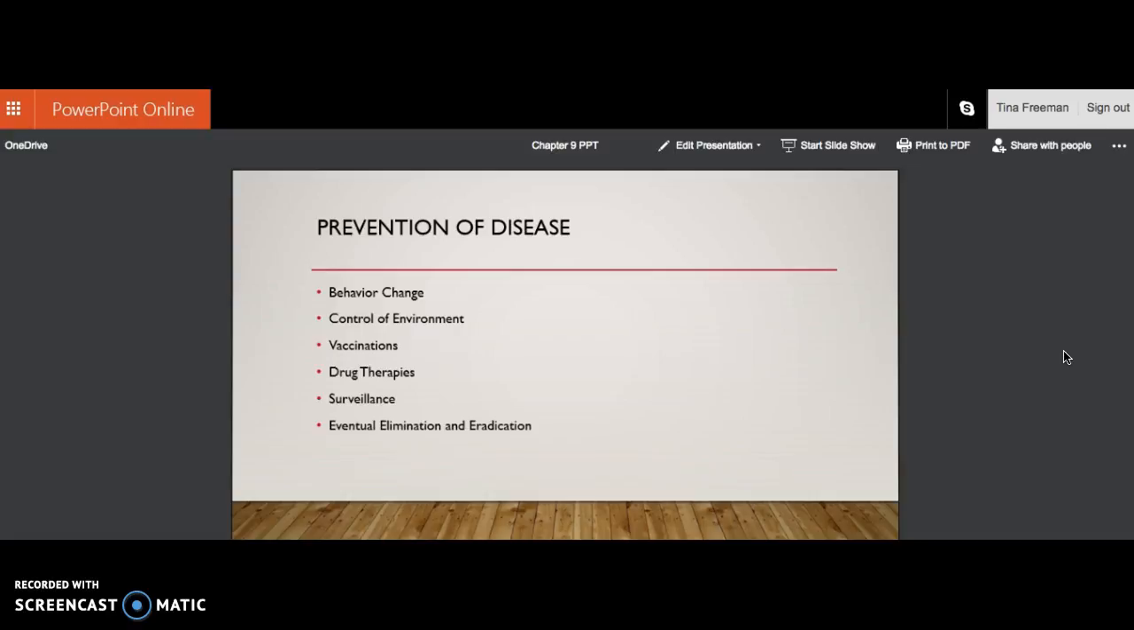And then we have surveillance. This is where the epidemiologists come into play, keeping track of what kind of outbreaks are occurring where and what's causing them, and really tracing that path back to whatever that agent was. So that is it as far as the PowerPoint is concerned.